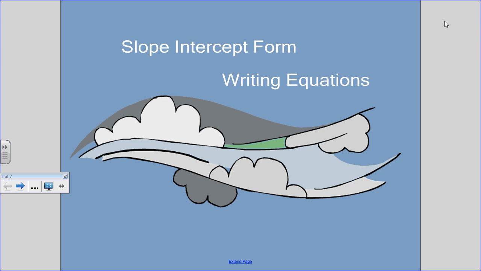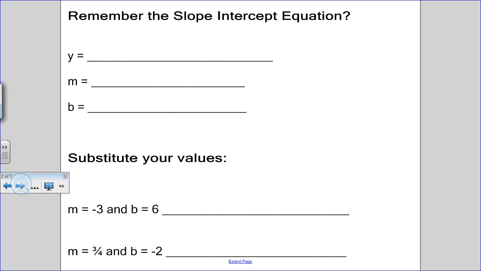Okay, this is slope-intercept form video 2 on writing equations. Just a brief review. Remember we talked about the slope-intercept equation. What did we say that equation was? Right, y equals mx plus b. And we said that m in this equation stands for the slope of the graph.